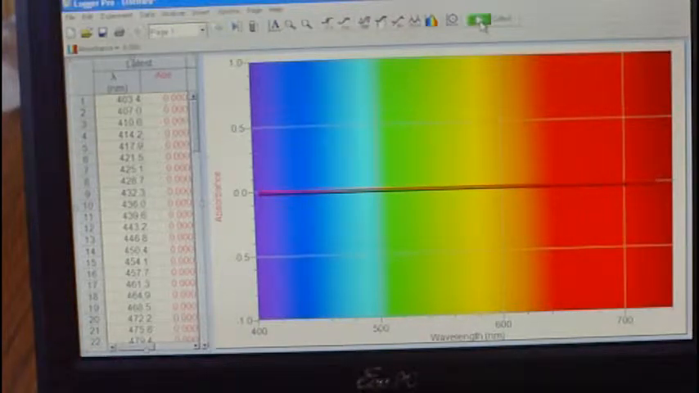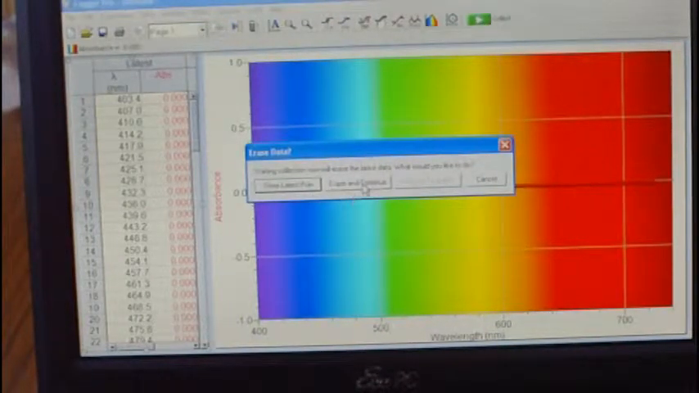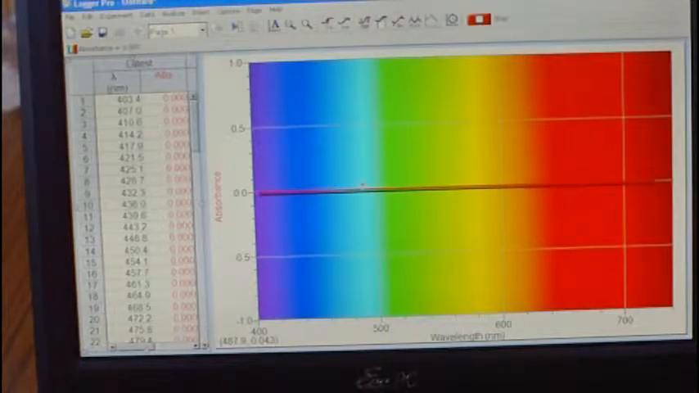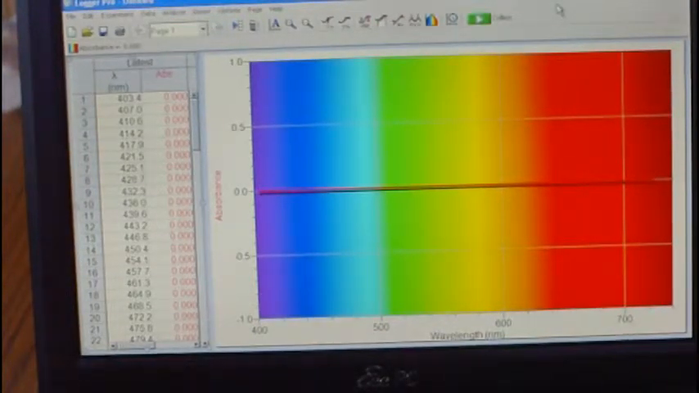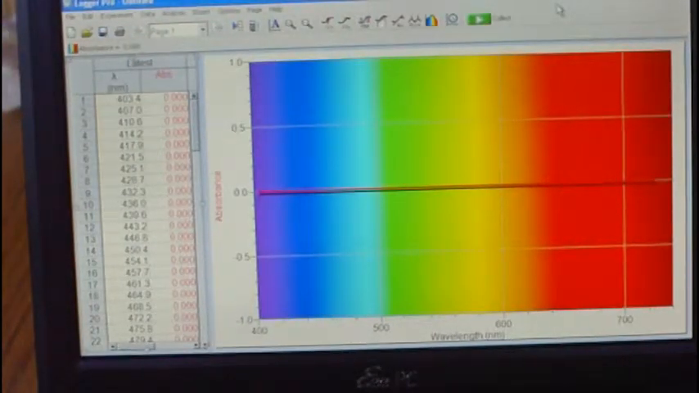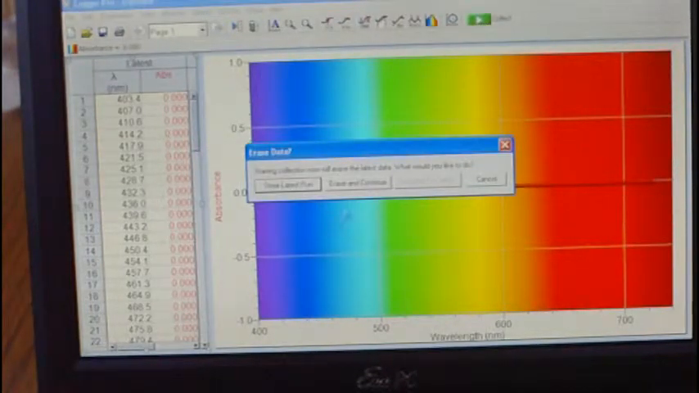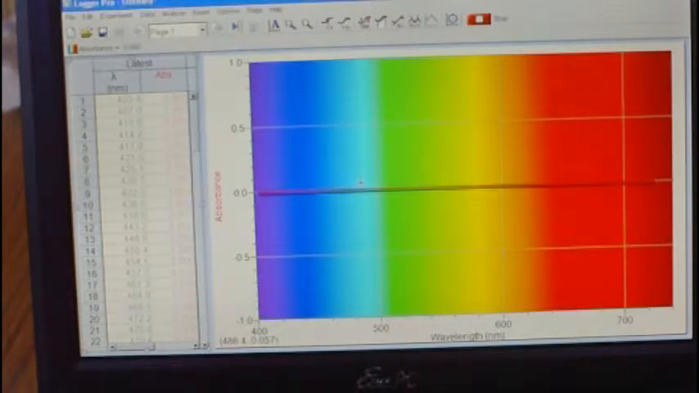Okay, we're now going to take a look at the spectrum. We'll just collect light without anything between the spectral source and the detector, and as you can see, it's flat lined throughout the entire spectrum. Next, we're going to use the distilled water and see what happens there. Here's the distilled water curve, flat lines across the entire spectrum.